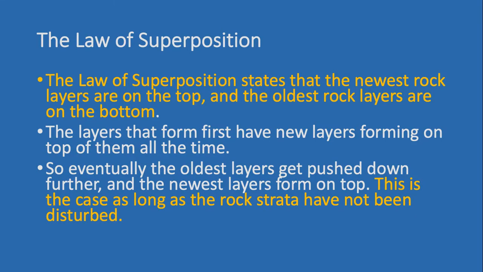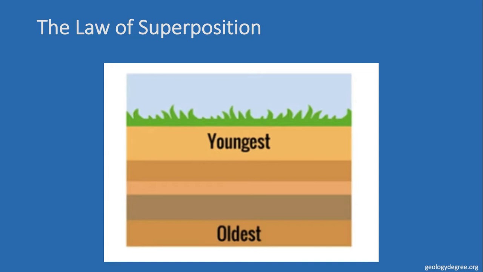The law of superposition states that the newest rock layers are at the top and the oldest rock layers are at the bottom. The layers that form first have new layers forming on top of them all the time. So eventually, the older layers get pushed down further and the newest layers form on top. This is the case as long as the rock strata have not been disturbed. So, law of superposition means youngest on top, oldest on the bottom.